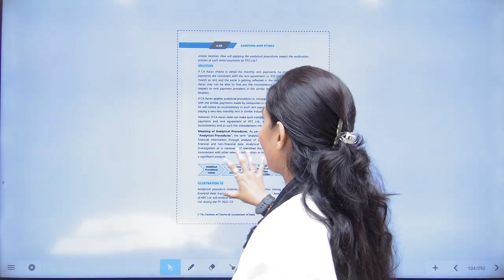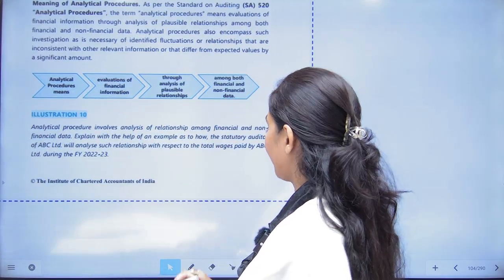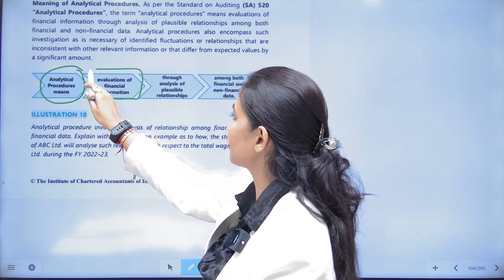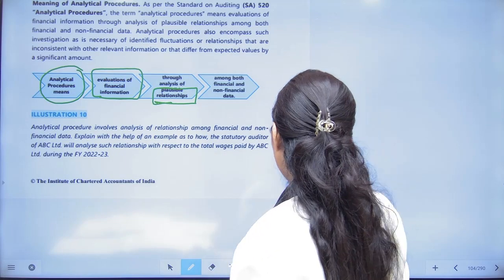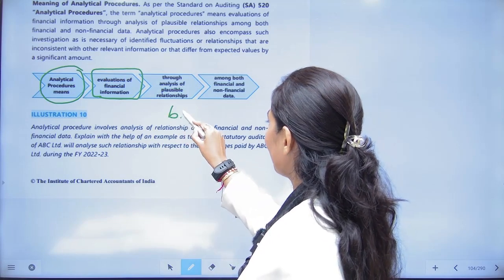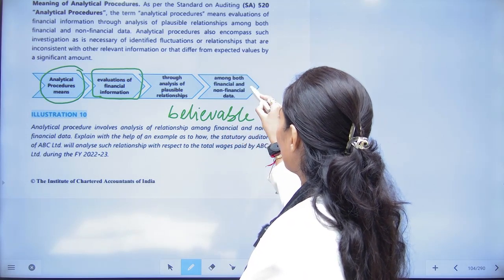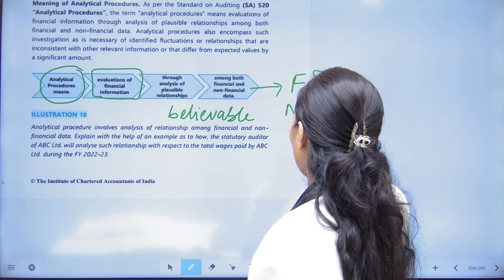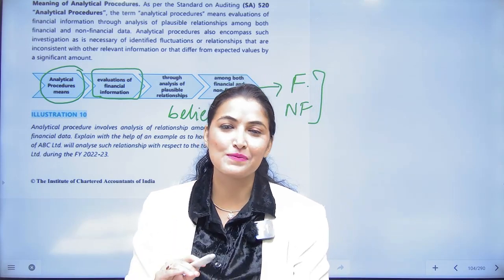See what it says. Substantive analytical procedure is a procedure wherein you evaluate financial information by analyzing plausible relationships. What is a plausible relationship? Something that is believable. You can believe in what things? Financial and non-financial data. If you try to compare them, then it is called an analytical procedure, right?